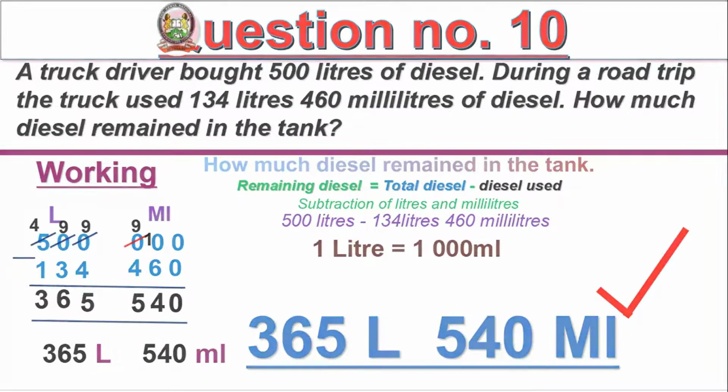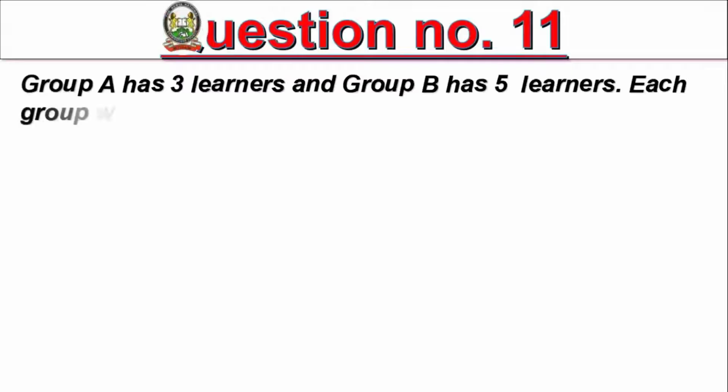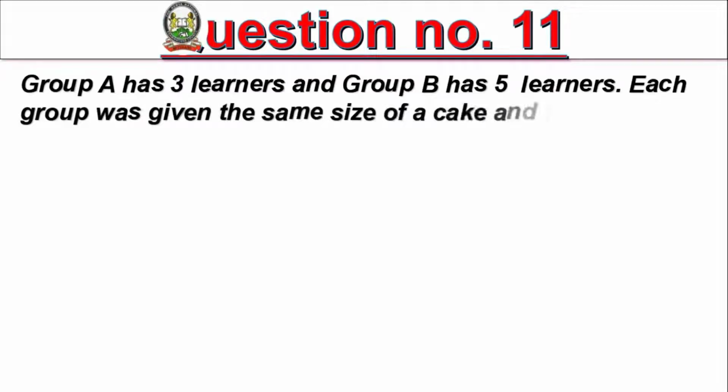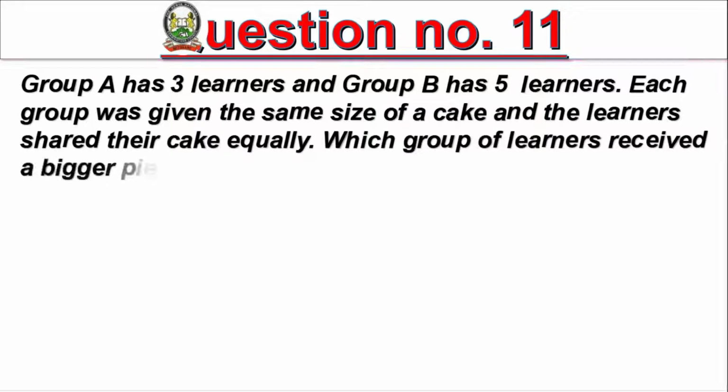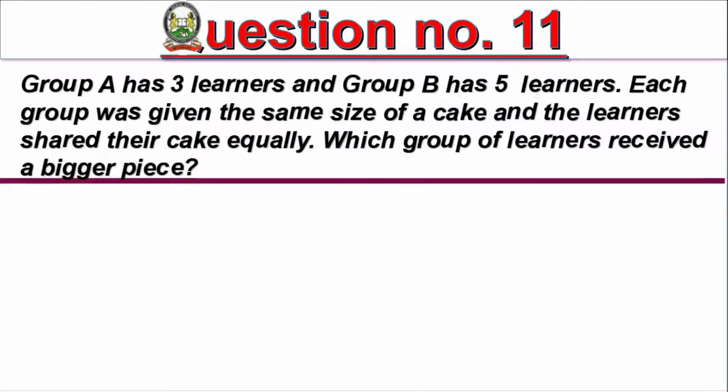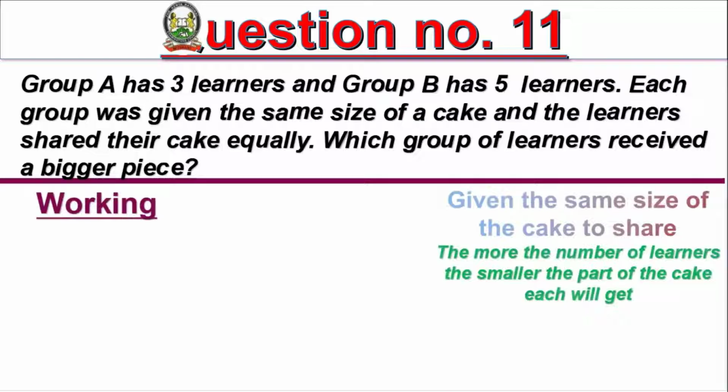Thank you. Question number 11. We can move all the way to question number 16. Question number 11 says, group A has 3 learners, group B has 5 learners. Each group was given the same size of cake, and the learners shared their cake equally. Which group of learners received a bigger piece? Okay, we can compare using the LCM, or we just use the diagram. Given the same size of cake to share, the more learners there are, the smaller the part of the cake each will get. If you are many and the cake is the same, each is going to get a very little piece. But if you are just few, you'll get a large piece.